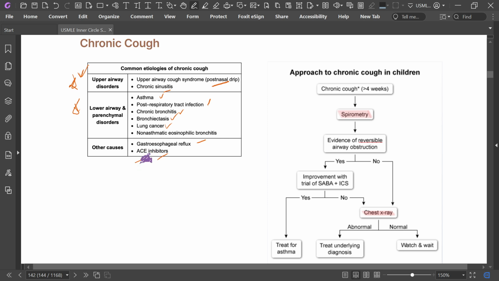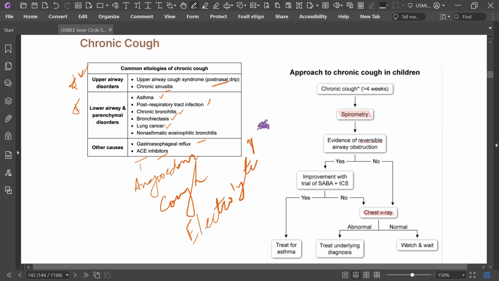ACE inhibitors, you can remember like angioedema. ACE inhibitors can cause angioedema. ACE inhibitors can cause cough, and E for electrolyte imbalance. ACE inhibitors can cause electrolyte imbalance; it can cause hyperkalemia.